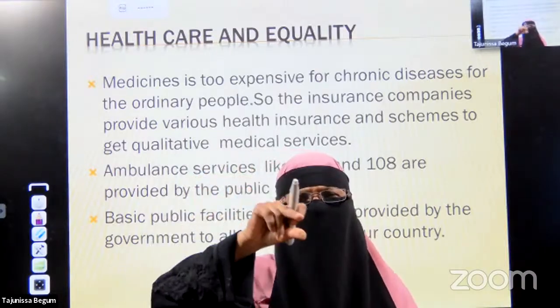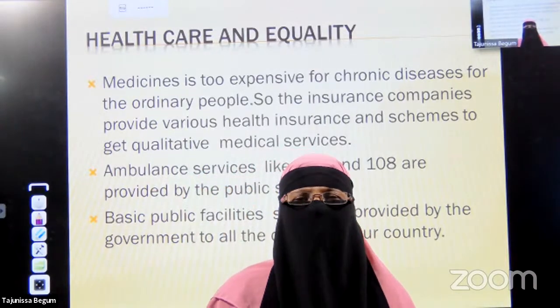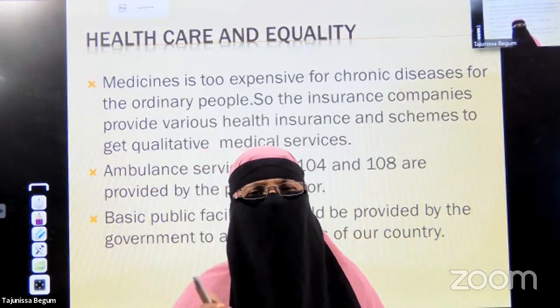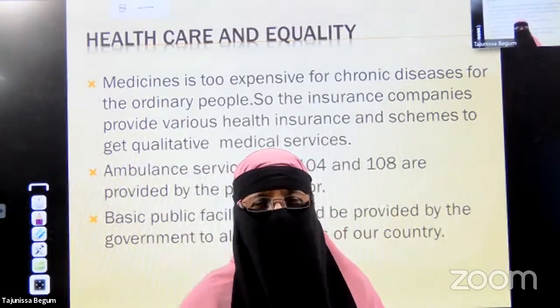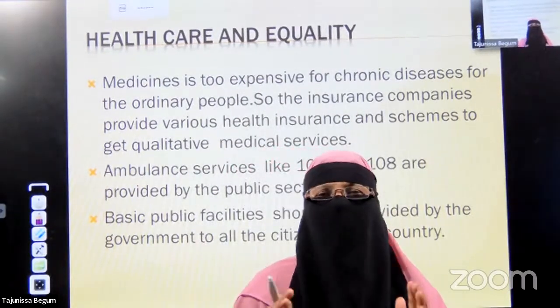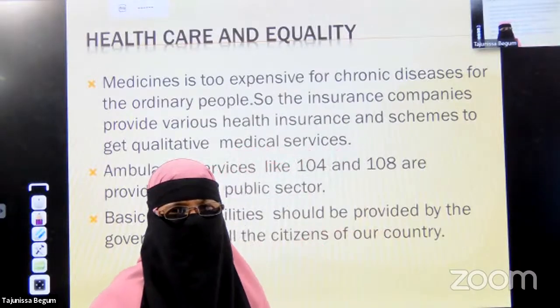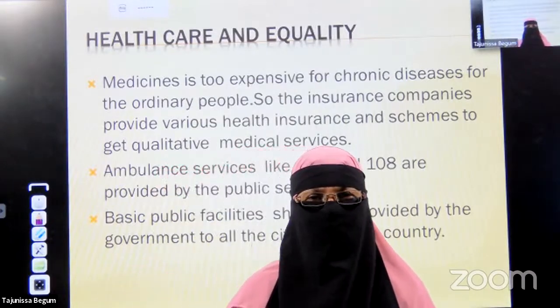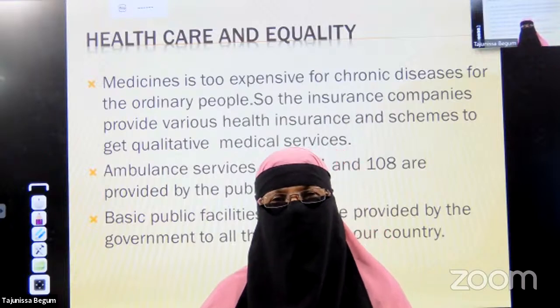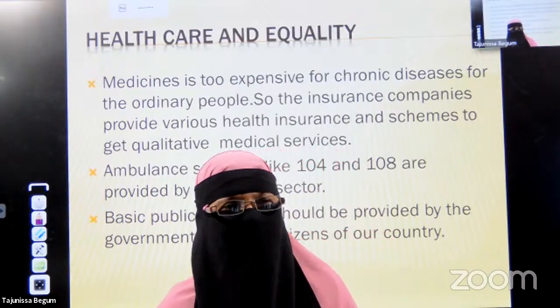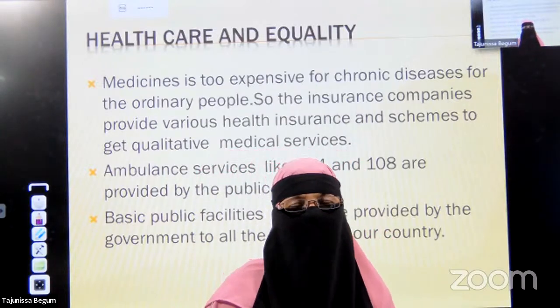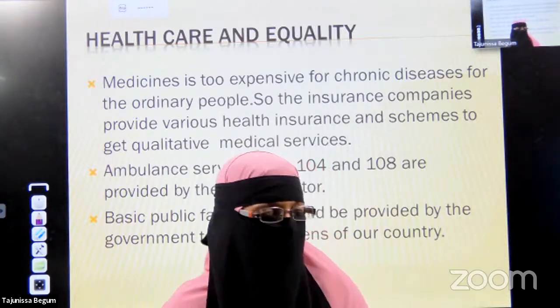Why did equality come near the word health? It is the responsibility of the government to give equal treatment for all groups of people. The government should take care of the groups of people according to the Indian Constitution. Right to life, Article 21. We all have the right to life. Everybody has the right to life. It's the responsibility of the government to take care of all the people. What is that?